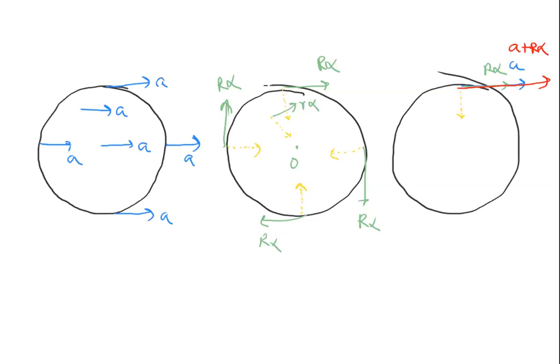Let me just repeat. So A here, R alpha. Again, I have considered clockwise alpha, which is not a necessity. And the same as velocity, this may be A minus R alpha, or it may be R alpha minus A, or it may be 0. But remember, the yellow acceleration is still here.